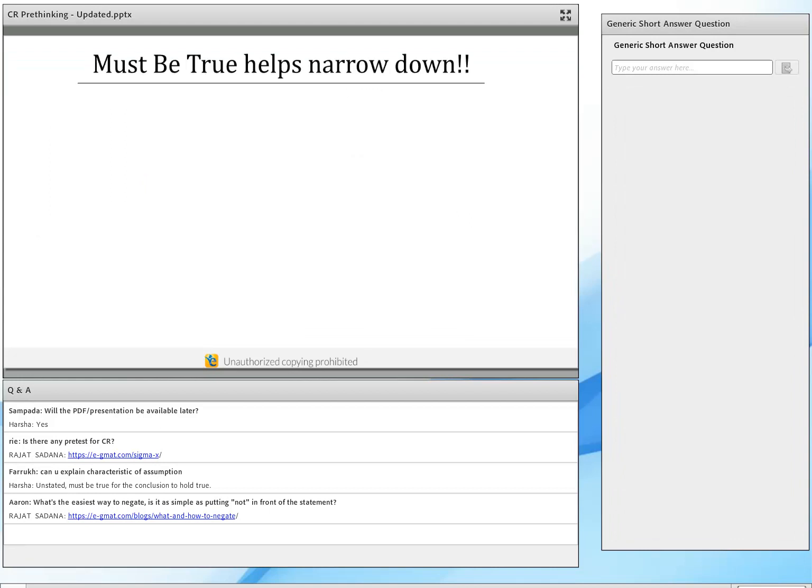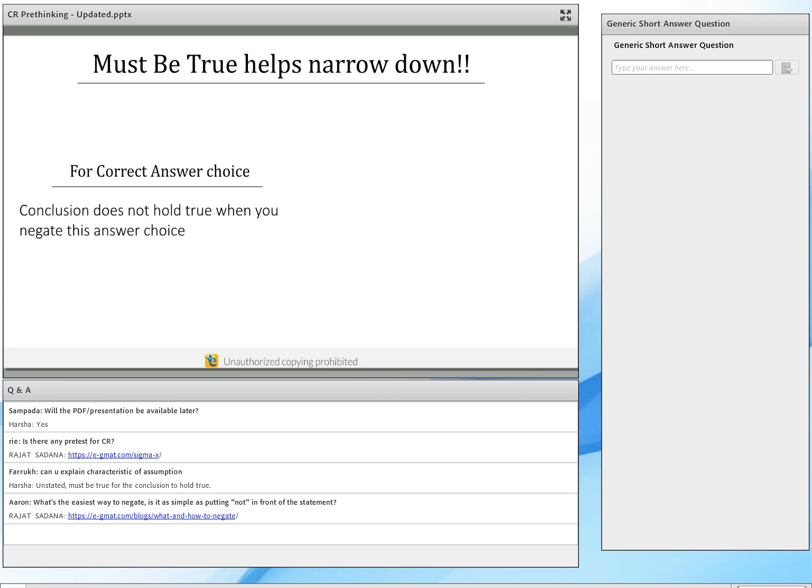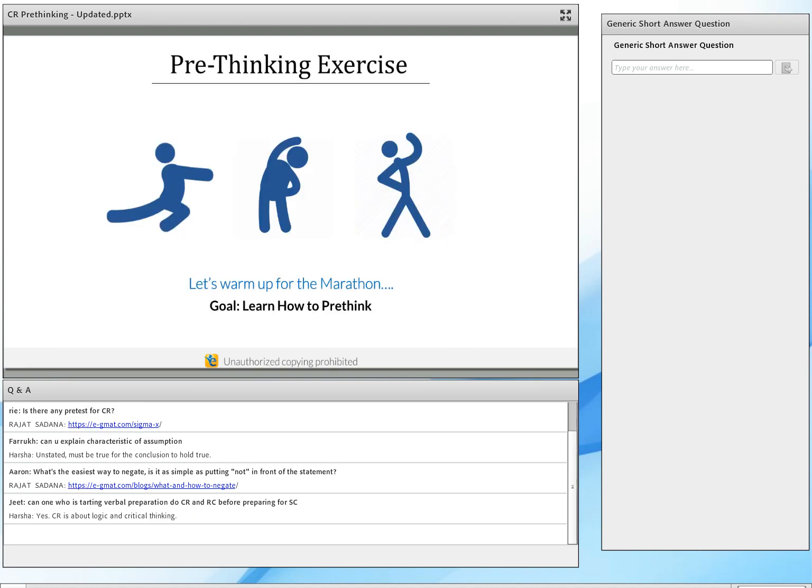Essentially the key thing here is that must be true helps you narrow down. For the correct answer choice, the conclusion does not hold true when you negate this answer choice. For the incorrect answer choice, the conclusion still holds true when you negate it. So with that, we now conclude our warm-up on assumption. We're now going to go towards pre-thinking, and we'll do a pre-thinking exercise.